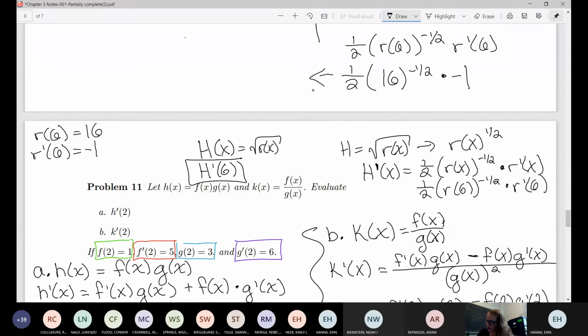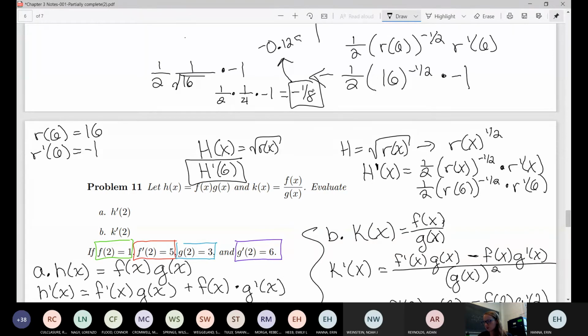Now the negative 1/2 power would essentially make that 1 over 16 to the 1/2, which is equivalent to the square root. So you'd want to think about it as 1/2 times 1/4 times negative 1. So my answer would have been negative 1/8. And I would have wanted to put it into Wiley as that, which is equivalent to negative 0.125. But again, I don't know if Wiley's accepting the decimals.